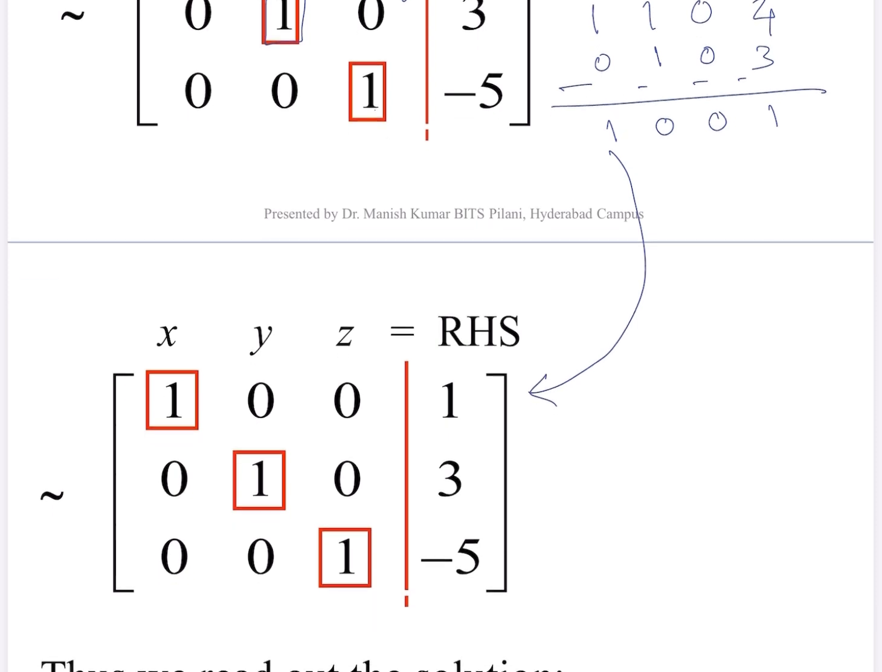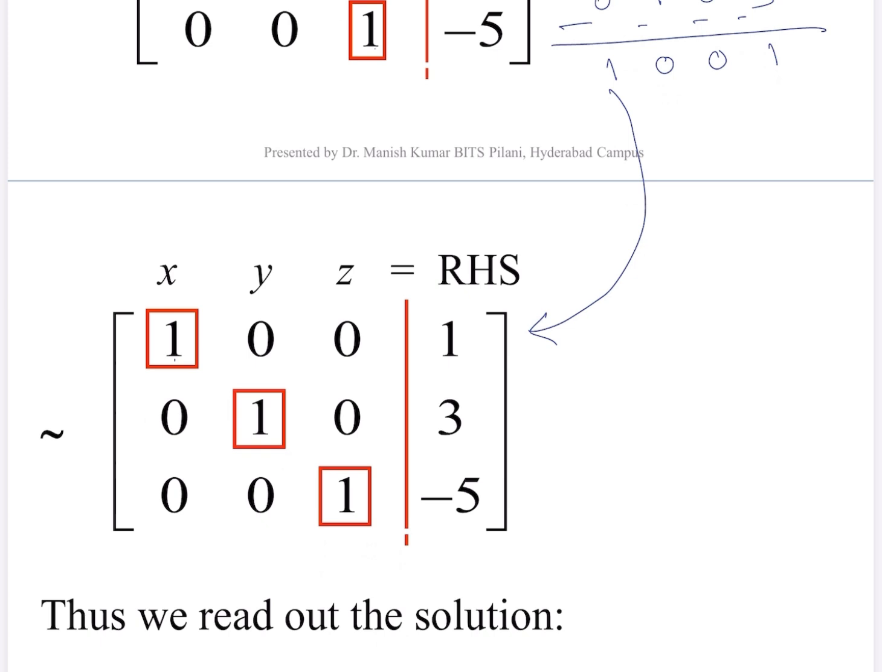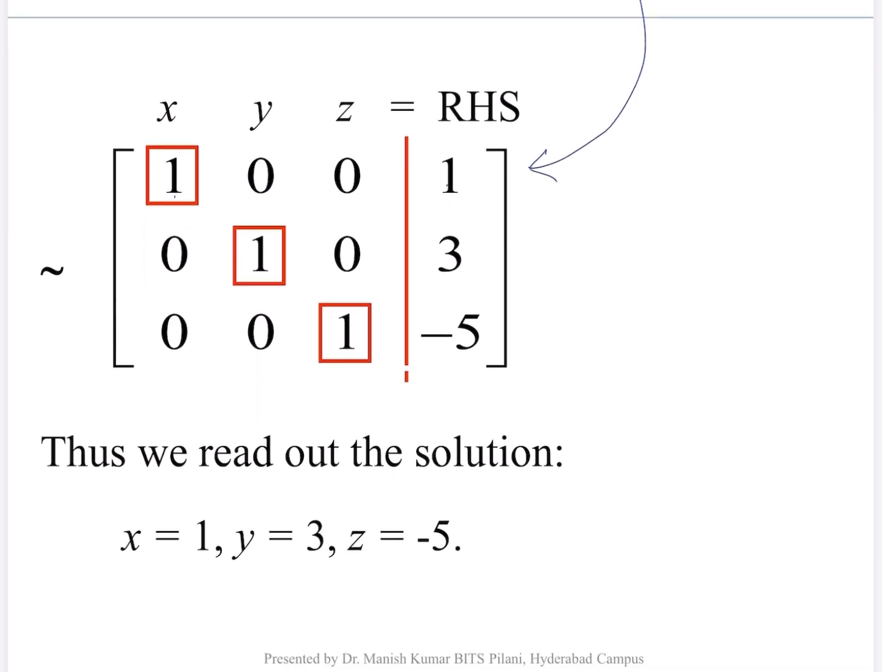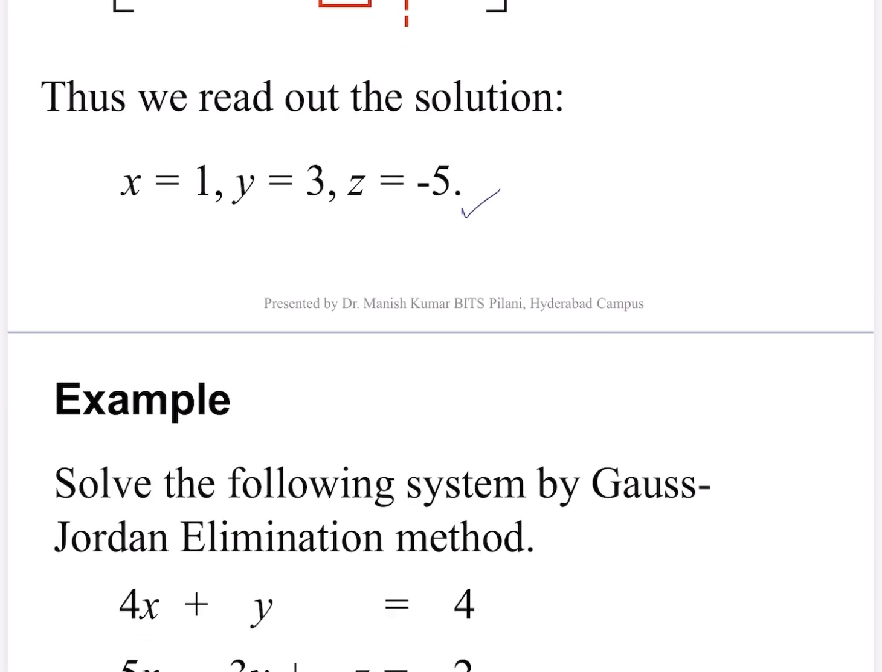Okay, and now finally we are going to read out the solution. x equals 1, y equals 3, z equals -5, and then a unique solution exists. Okay, now let us do one more problem.